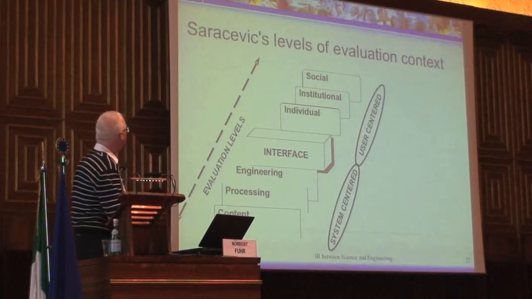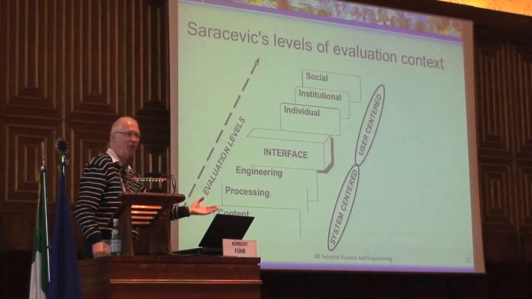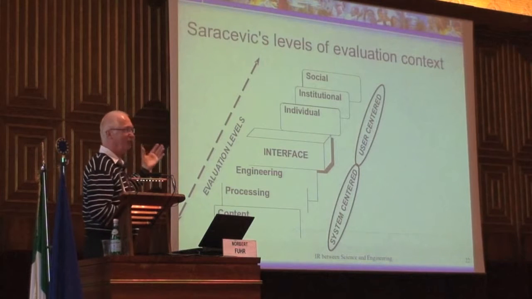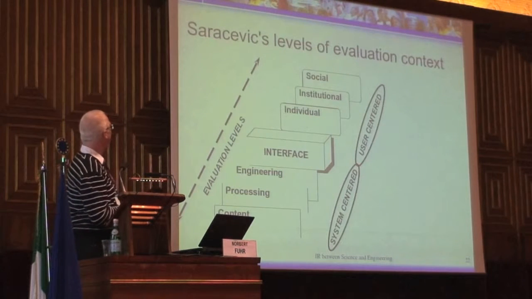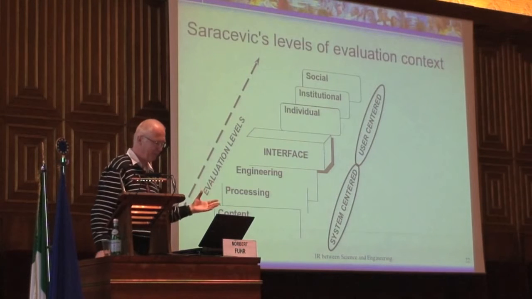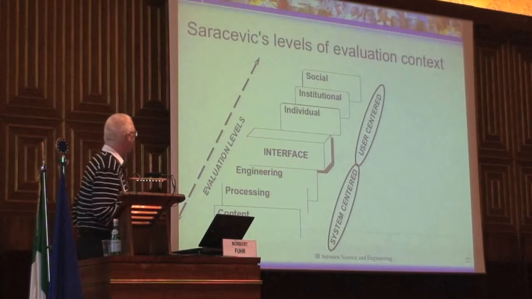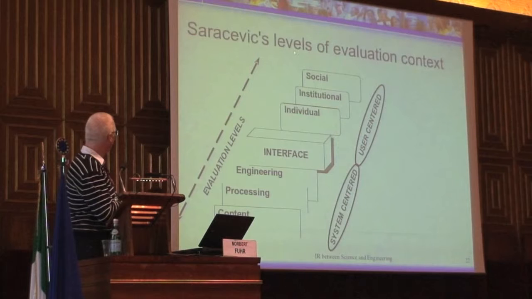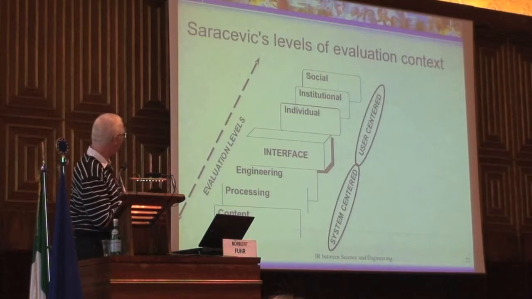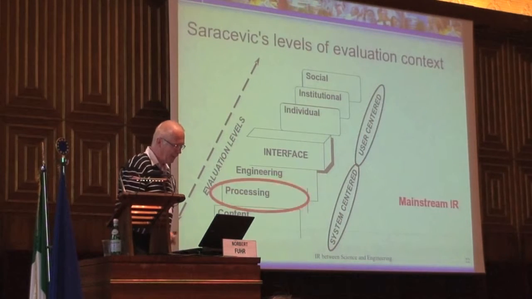her or his task. Then we have the institutional level, for example, to what extent does a university library help to support the university as a whole. And finally, we have the social level, so for example, looking at public libraries, are public libraries useful for society as a whole. And now we can perform evaluations at all these levels. Here we have the more system-centered evaluations, and here the more user-centered evaluations.